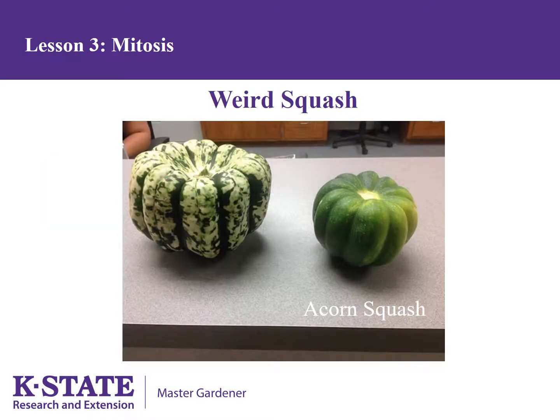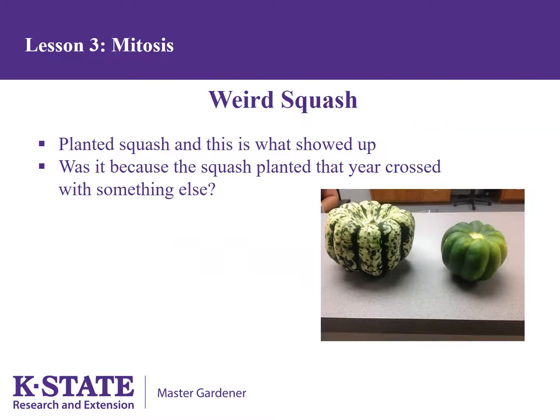Look at these two squash. The one on your right is an acorn squash. The one on the left looks like it crossed with something. So what happened? People often assume that a strange squash appeared because one of the squash planted in the spring crossed with something else, and this is what was produced. That is not what happened.